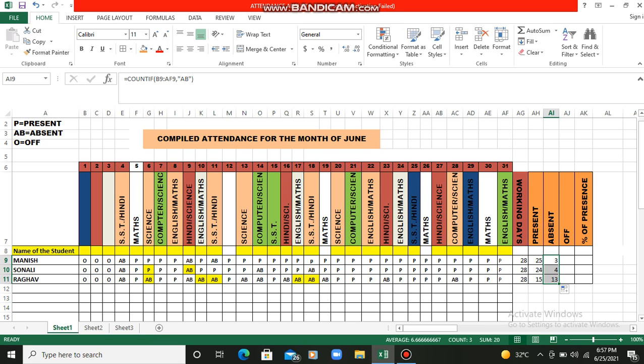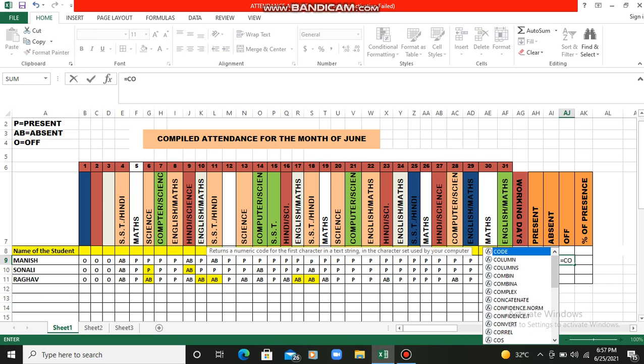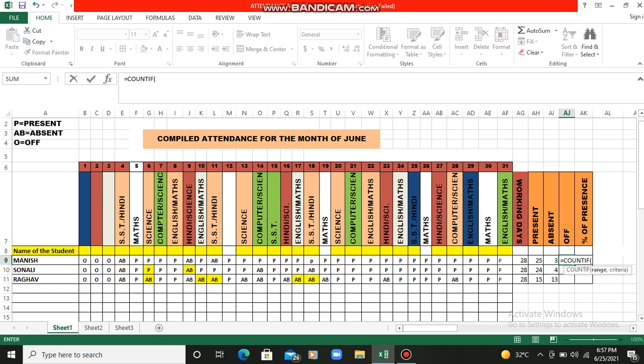Then for off, we now have to find out when it was off in the month of June. So equals COUNTIF again, and then we pass the range, the complete range from day 1 to day 31, comma, double quotes, and instead of the other values, we pass O here. Now it will count the number of O's, meaning offs, in the 31 days. So only 3 offs were there for the month, and it was the same for all of the students.